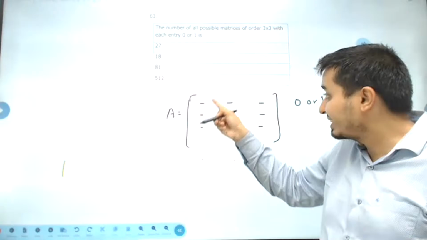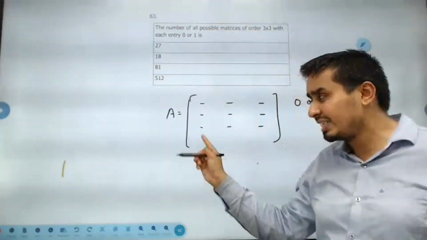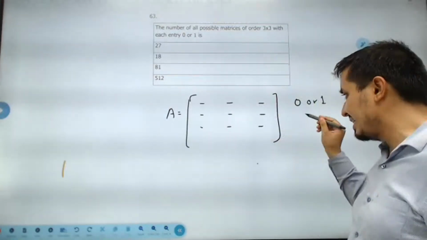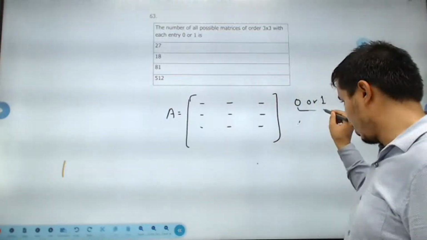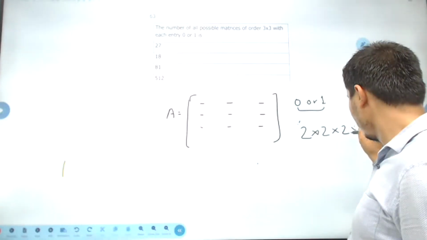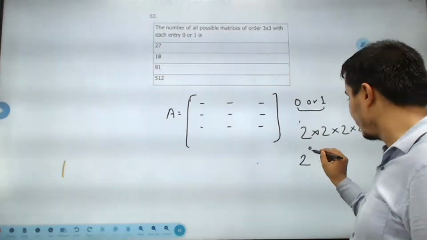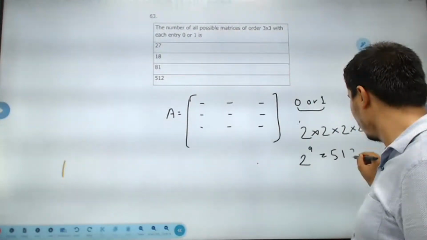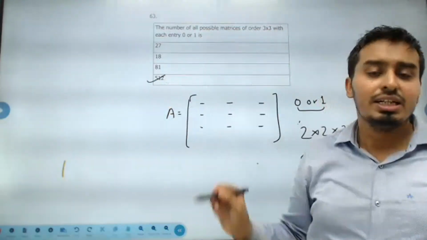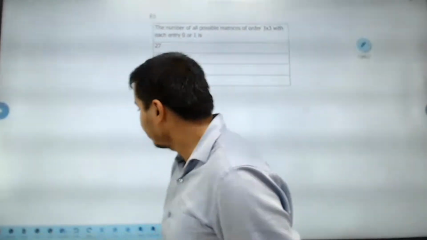So the total number of possible matrices will be same as the total number of possible choices I have, total number of ways in which I can fill these 9 blanks, right? So since for each blank I have two choices and all blanks have to be filled, so the total number of ways that these blanks can be filled is, because there are two choices here, 2 into 2 into 2 into 2 and so on, right? It goes for up to 9 elements. So it's 2 raised to 9, which is 512. So this is option D, right? So I hope you have understood this. We'll go on to the next one.